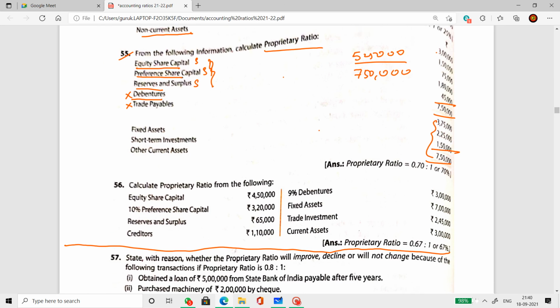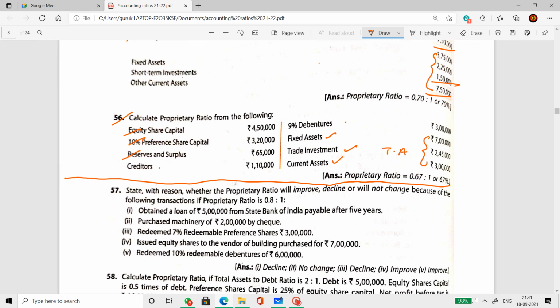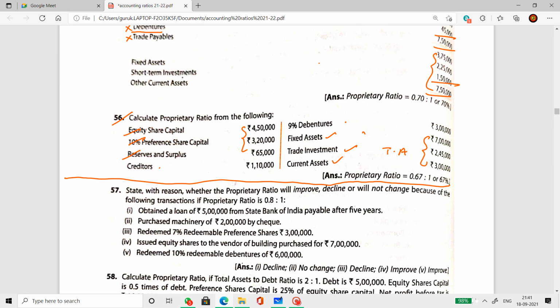Next one, calculate the proprietary ratio for this. Proprietary fund or otherwise shareholders fund, equity, preference, reserve will be part of that. Creditors will not come, debentures will not come. Fixed asset, trade investment, current assets put together will be your total asset. So adding these three and these three, then you put it in the formula, you'll get the answer for this.